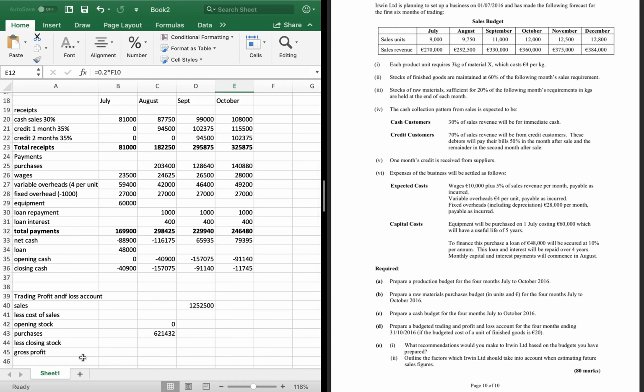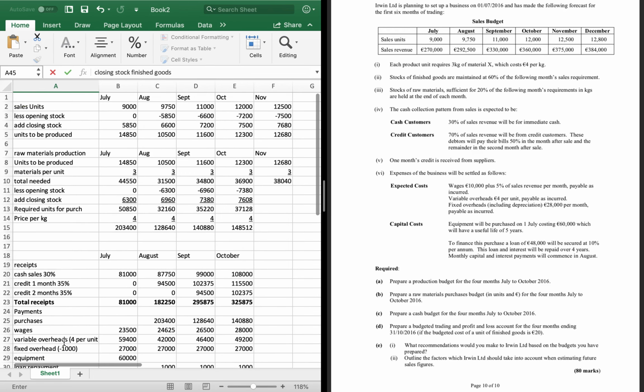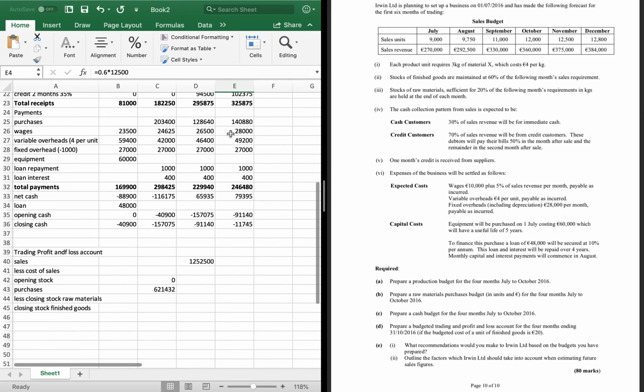Now your closing stock. We have two stocks. We have stocks of raw materials and stocks of finished goods. So you've closing stock of raw materials and closing stock of finished goods. So finished goods, back up here, in October we've 7,500 finished goods. So we just have to give them a value.